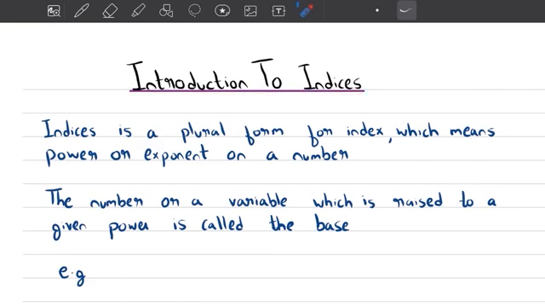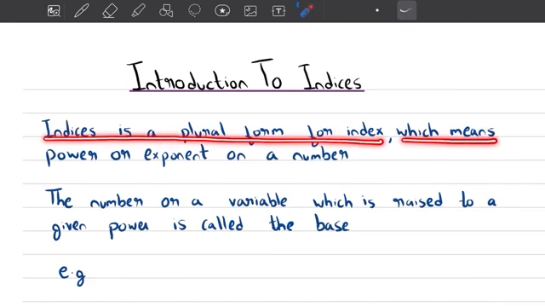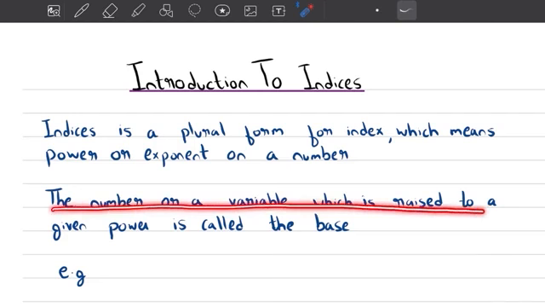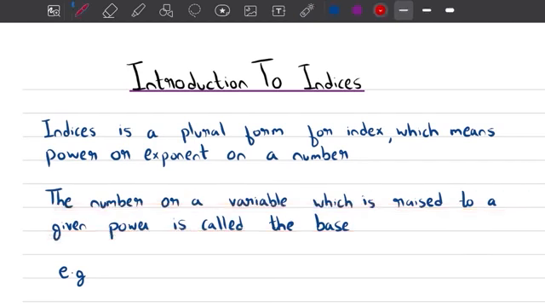What are indices? Indices is the plural form of index, which means power or exponent on a number. The number or variable which is raised to a given power is called the base. For example, if I tell you 5 power 8, what's 5? 5 is the base. And what's 8? 8 is the power.